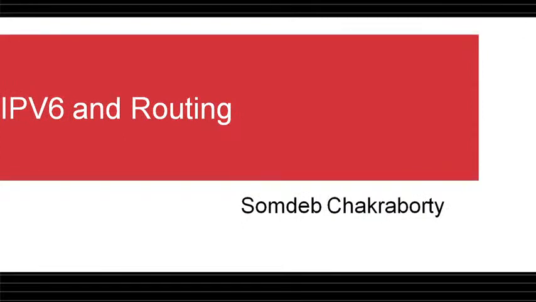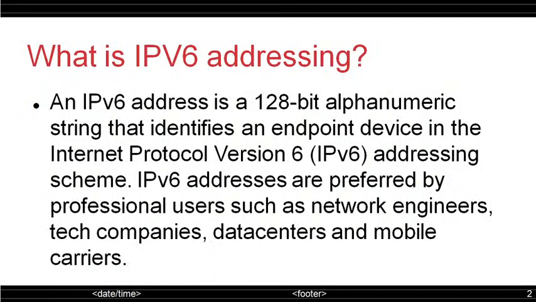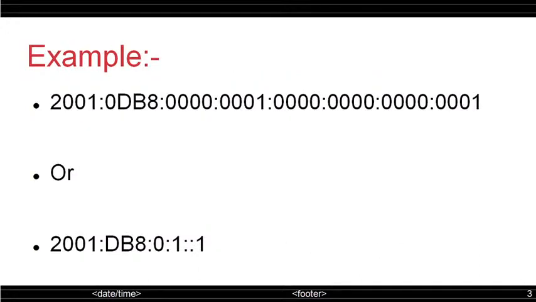Okay, let's start with IPv6 routing. So I said that IPv6 routing contains a 128-bit alphanumeric string, like this, as you can see. This basically uses the hexadecimal number system, so digits can go up to F.